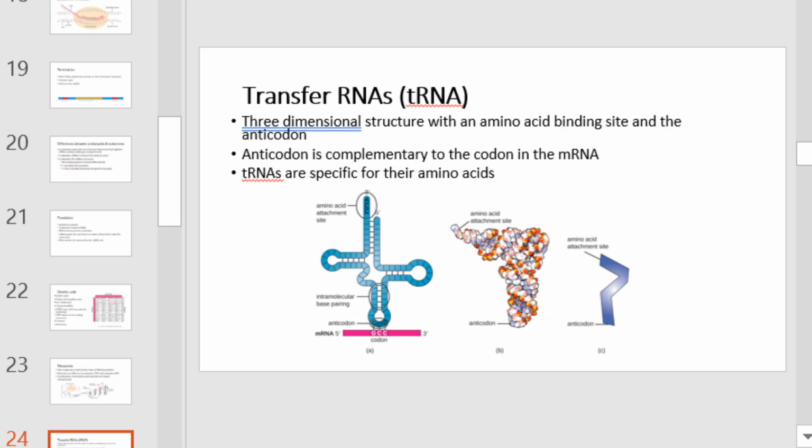Transfer RNA. tRNA, as it's sometimes called, is a three-dimensional structure with an amino acid binding site and the anticodon at opposite ends. The anticodon is complementary to the codon of the mRNA. tRNAs are specific to their amino acid.